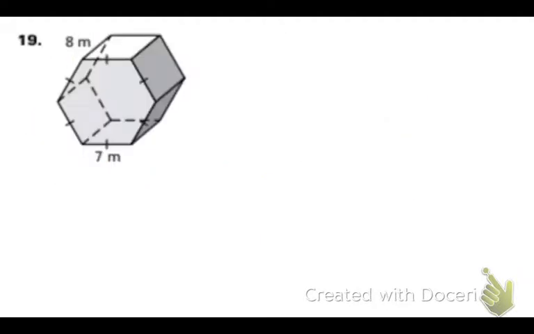Okay, so what is this thing? So it's obviously not a cylinder. There's nothing circular about it. It's not a cone. It doesn't come to a point at the top, and it doesn't have a circular base. It's not a pyramid, because it doesn't come to a point anywhere like a pyramid does. So it must be a prism.